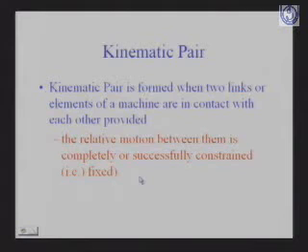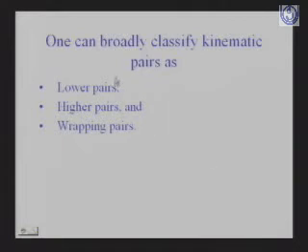Similarly, a body is said to be resistant if it is capable of transmitting the required forces with negligible deformation. Now we will come to another definition, that is the kinematic pair. A kinematic pair is formed when two links, here meaning two rigid links or elements of a machine, are in contact with each other, provided the relative motion between them is completely or successfully constrained. We can classify kinematic pairs into three categories: one is lower pair, another is higher pair, and third is wrapping pair.